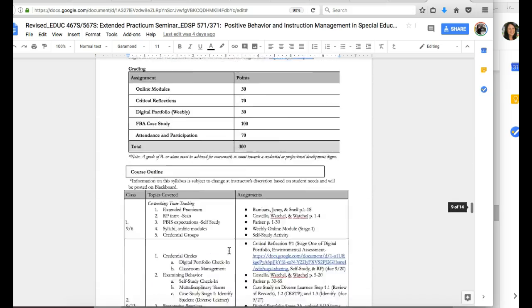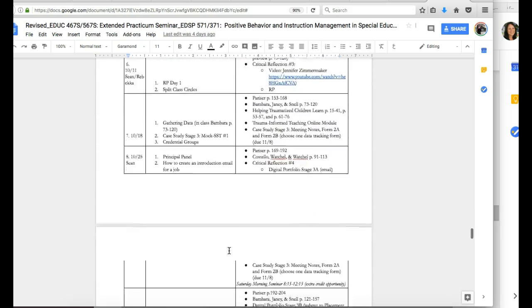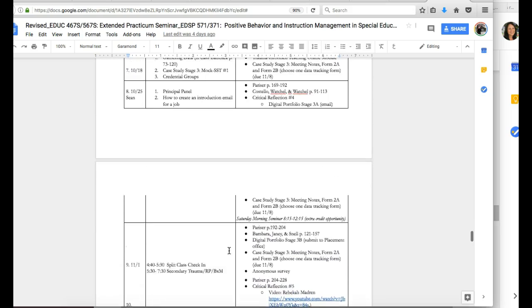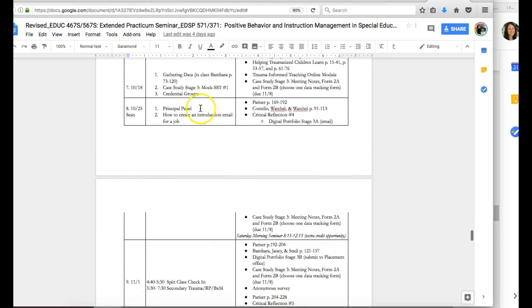So we will scroll down to this week for learning. So it's just the principal panel and how to create an introduction email, and then you'll also be doing the critical reflection and continuing to gather data for your case study.